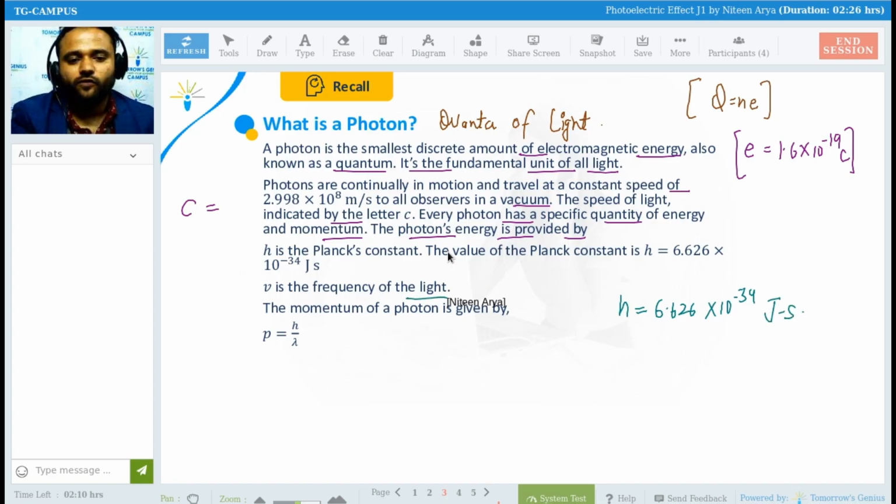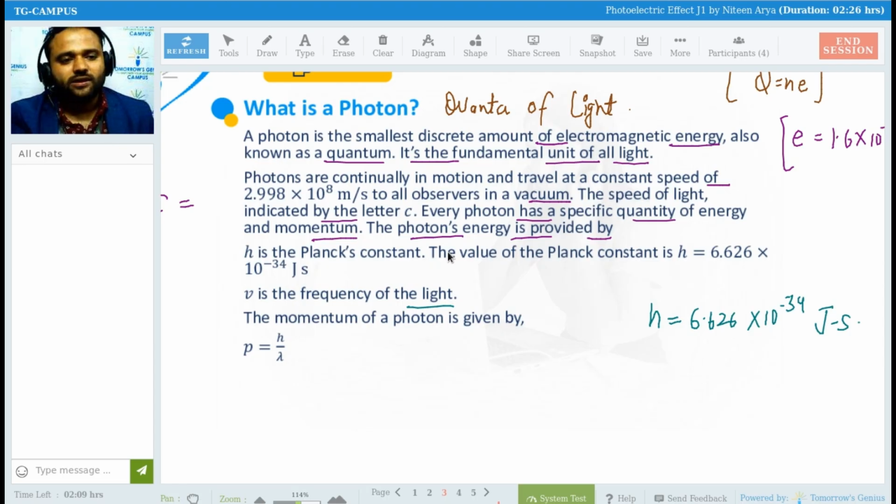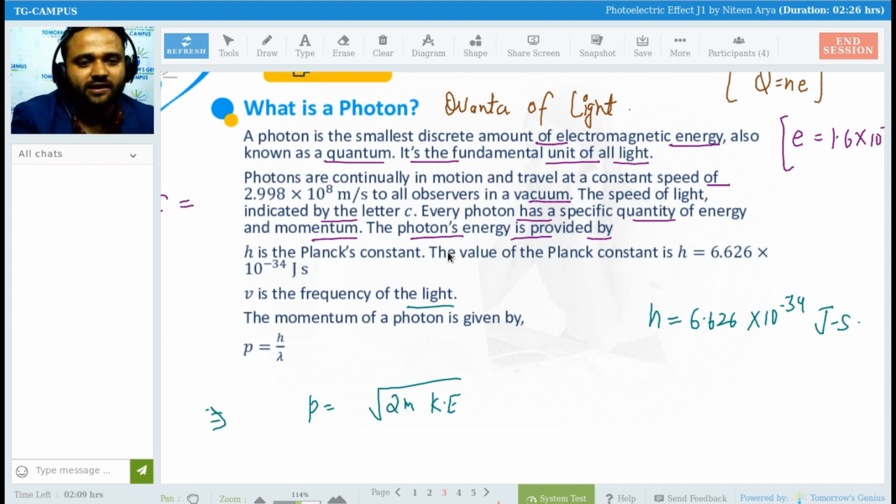And ν is the frequency of light. So the momentum of a photon is given by h by lambda. What does it mean? This is the de Broglie hypothesis, and we are going to see the uncertainty principle also. But how is it related to this? As you can see, momentum we can represent in the form of energy also. Momentum p equals root of 2m KE, KE basically being kinetic energy. Is this clear?